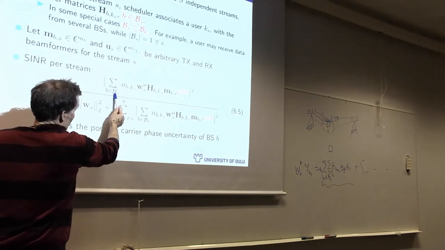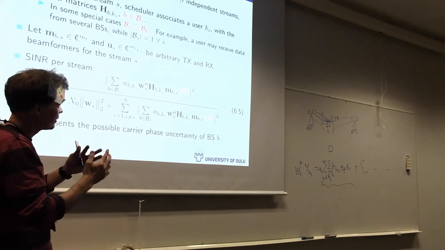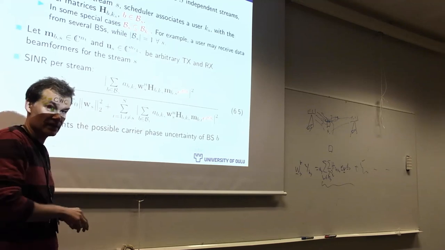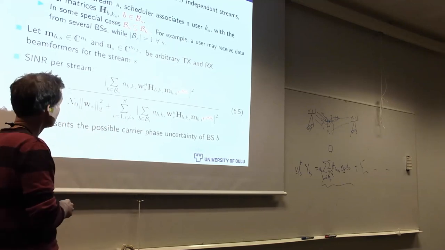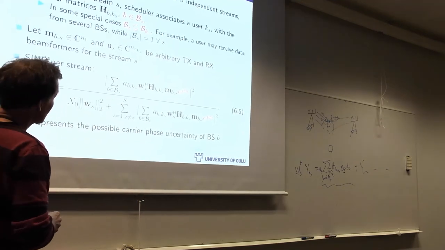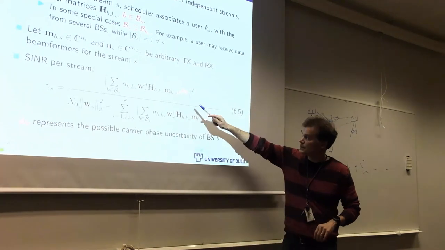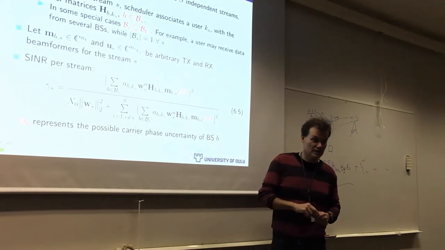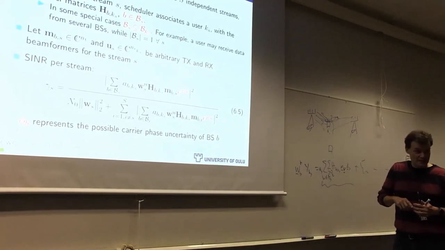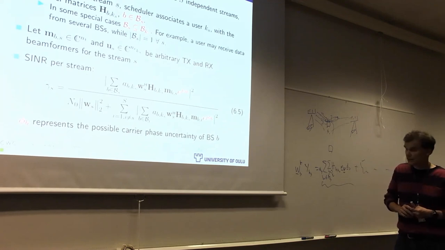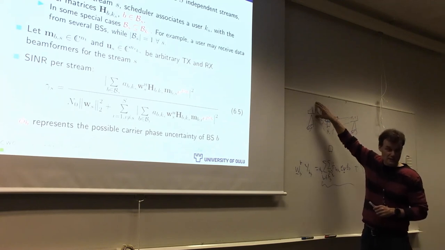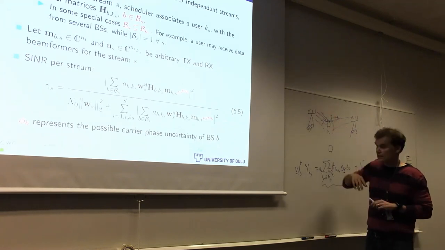So you can see now that this summation here is aggregated across all these multiple base stations that are serving a particular user K_S, with which this stream S is associated. Okay. And here I added this potential phase uncertainty. If we have local oscillators at both bases, they can be made very accurate.